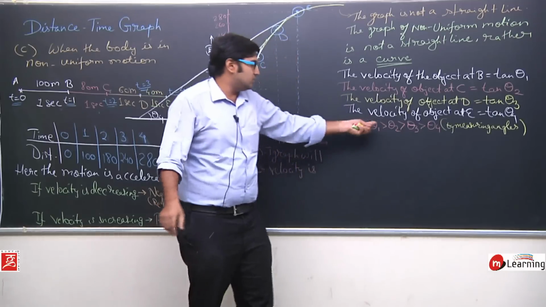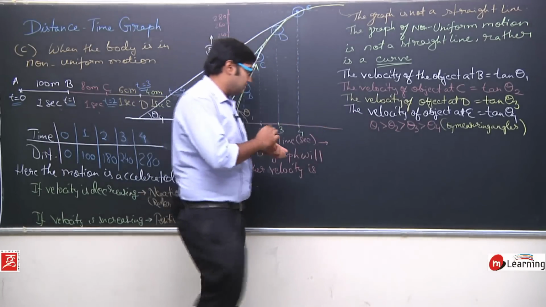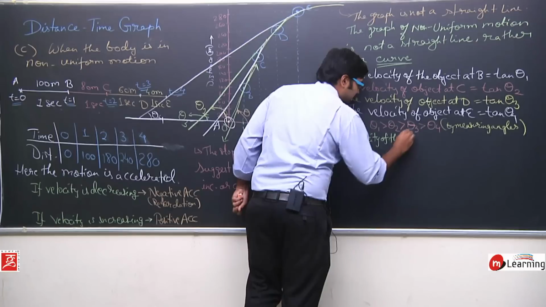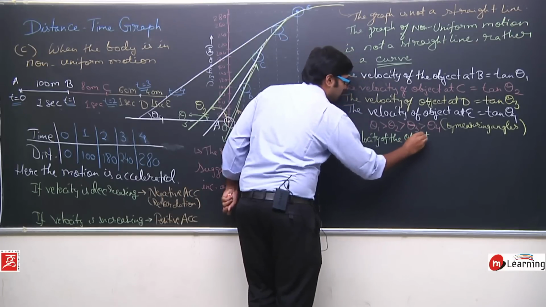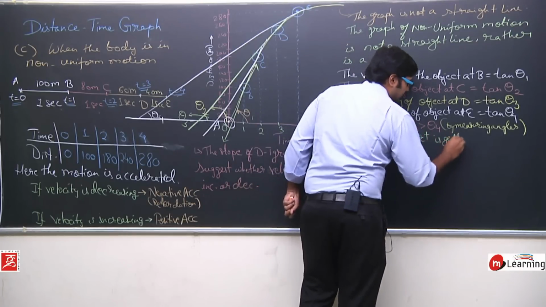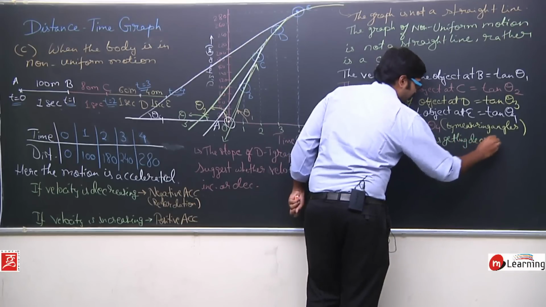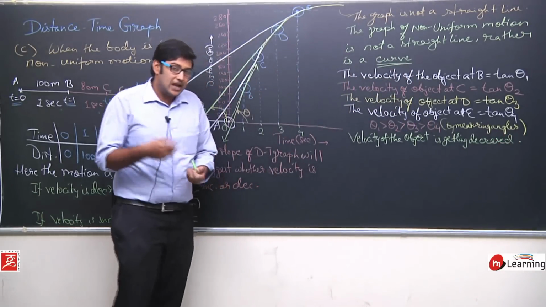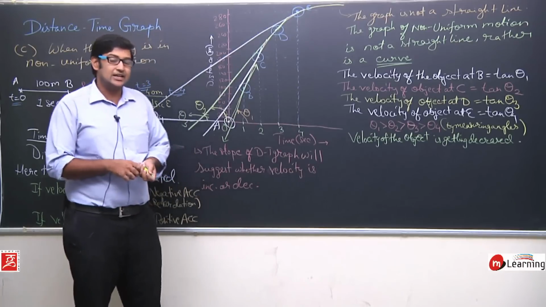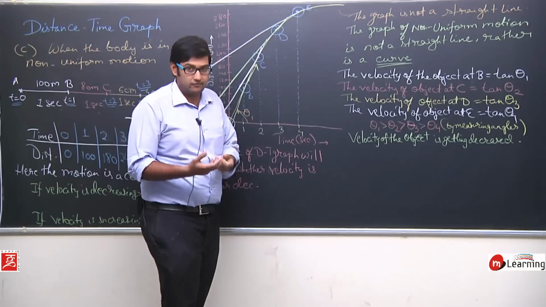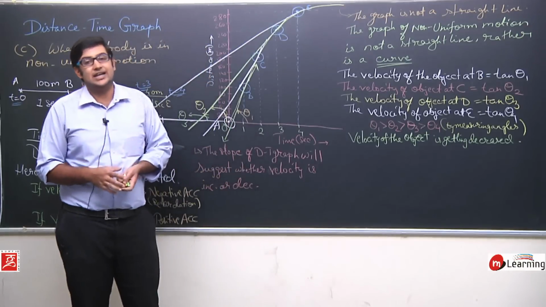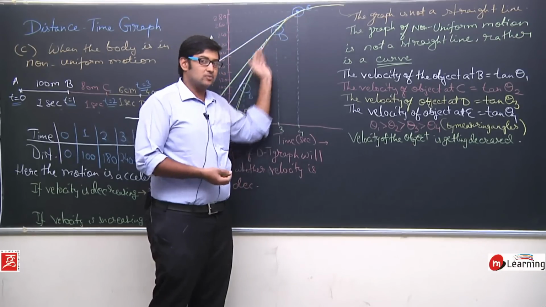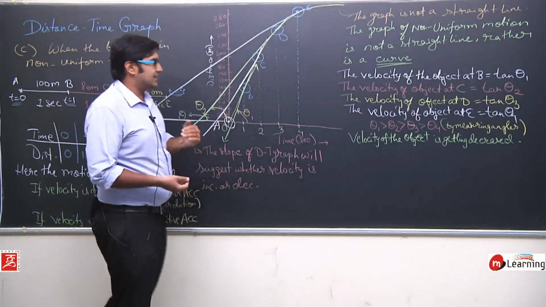So using this conclusion, I will write: velocity of the object is getting decreased. If the velocity is getting decreased, then what is happening? The acceleration is negative. Okay, that is, the acceleration is in the opposite direction, that is, the object is retarding. Okay, we call this retarding. So the object is retarding when the velocity is getting decreased.